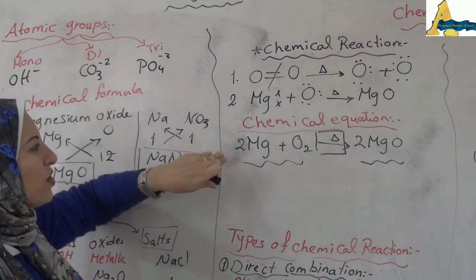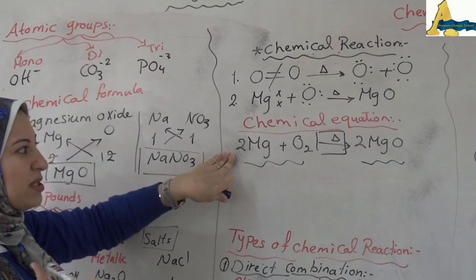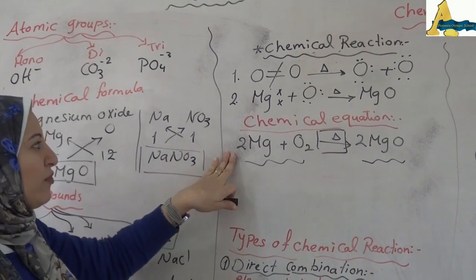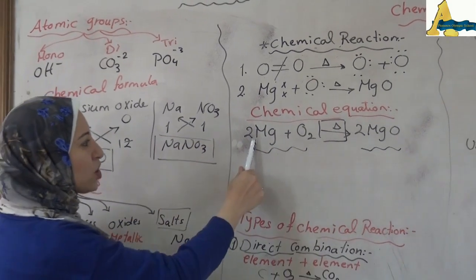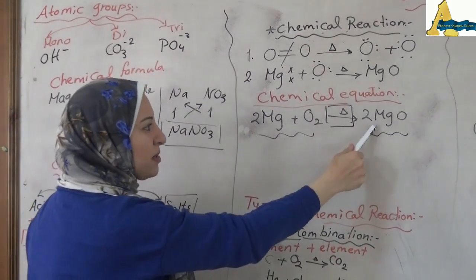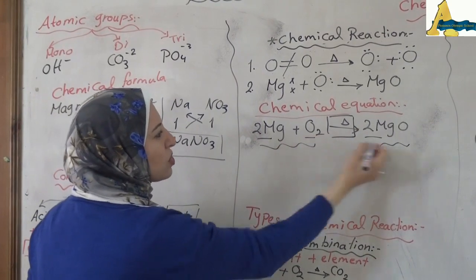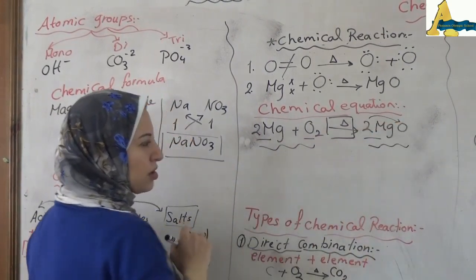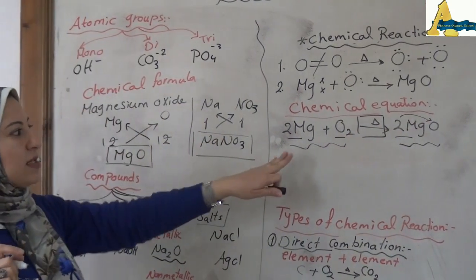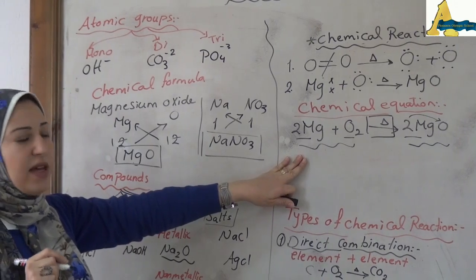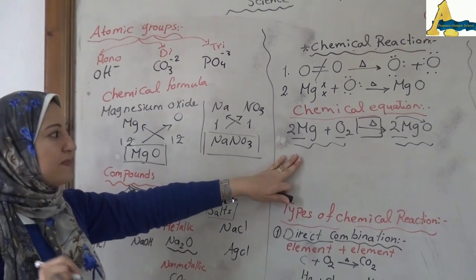Okay, so to write the chemical equation, we should write it balanced, which means that the number of atoms that enter the chemical reaction must be equal to the number of atoms in the products. Here, 2 magnesium atoms, 2 magnesium, 2 oxygen, also 2 oxygen. So this is why we say that the chemical equation should be balanced.